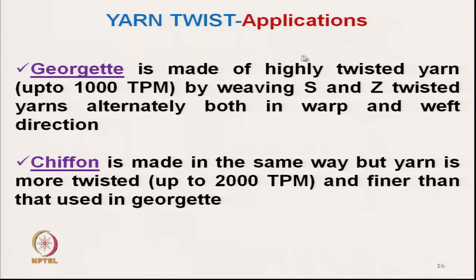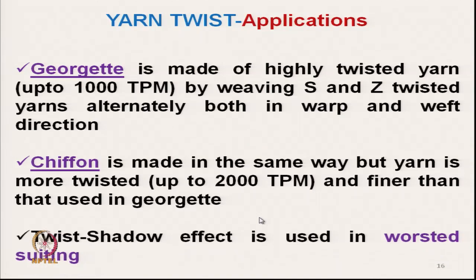Both of them have high twisted filament, normally a Z and S twist, in the x axis, warp and weft. Chiffon has a little bit higher twist, almost double. But these two types of fabrics are actually known for the high twisted yarn. And twist shadow effect, as I have mentioned in worsted suiting, is there.